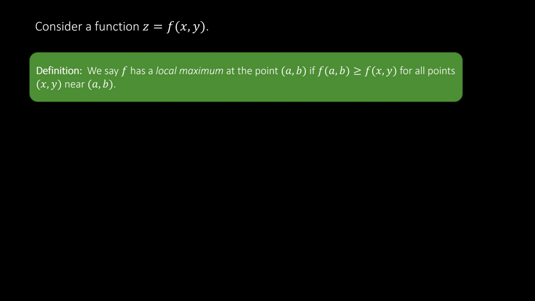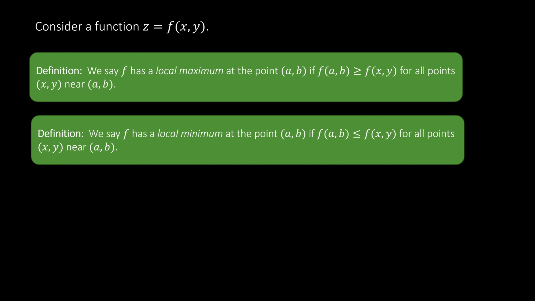So we say f has a local maximum at some point (a, b) if f of (a, b) is bigger than or equal to f of (x, y) for all points (x, y) near (a, b). Now remember here, (a, b) is a point in the xy plane. So when we say all points near (a, b), we mean we want to put a little circle around (a, b), and all of the (x, y)'s that fall in that circle are what we mean by near (a, b). So when we had one variable, it would have been a little interval around it. In this case, it's a little ball around it. And similarly, we can say f has a local minimum if f of (a, b) is the smallest value for all points around (a, b).